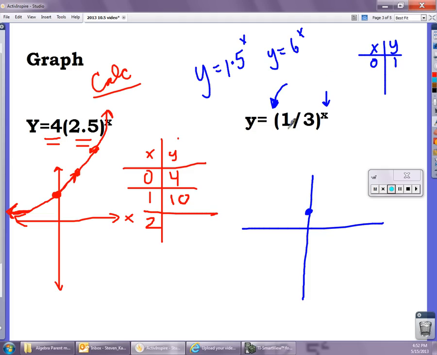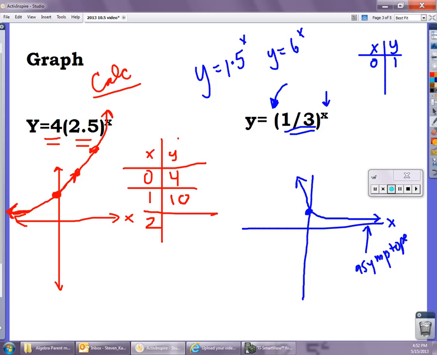Well, the growth factor is 1/3, which means it's actually going down. It's losing 1/3 of the value every time. So this is going to go down really, really steep, go through that y-intercept, and then it looks like it evens out, but it keeps going towards the x-axis without actually getting to it. And we actually say that it's asymptotic to this x-axis. And that would be a rough sketch.